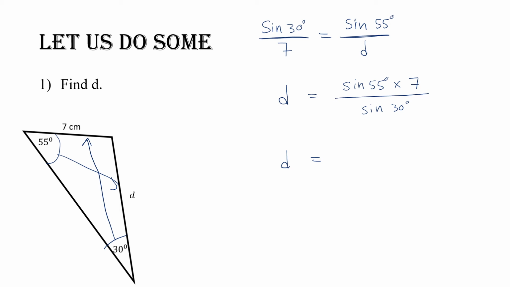Hold on, you're joking. Alright, so sorry, let me say that. Sorry, something just happened. Sine 55 is equal to this, multiplied by 7. So at the top, I'm getting 5 point whatever. And then I divide that answer by sine 30. And my final answer is 11 point something.